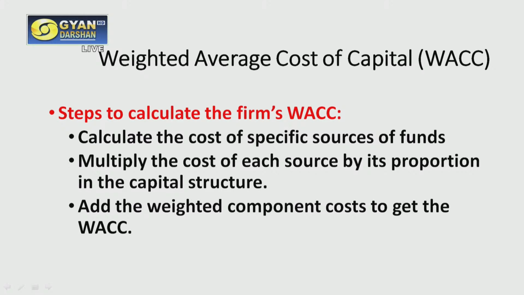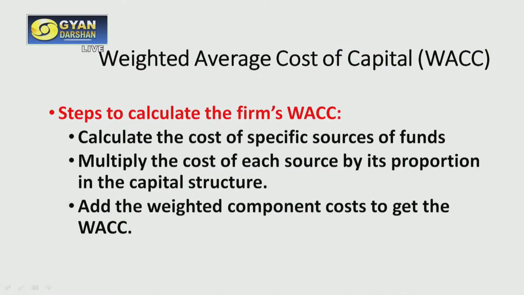Because first of all, we need to take the individual cost of capital, and these individual costs of capital need to be considered according to their weight in which they are contributing to a firm. So we just need to multiply the individual cost of capital with the weight, the percentage in which they are contributing in a firm. And by adding these values, we can calculate WACC.